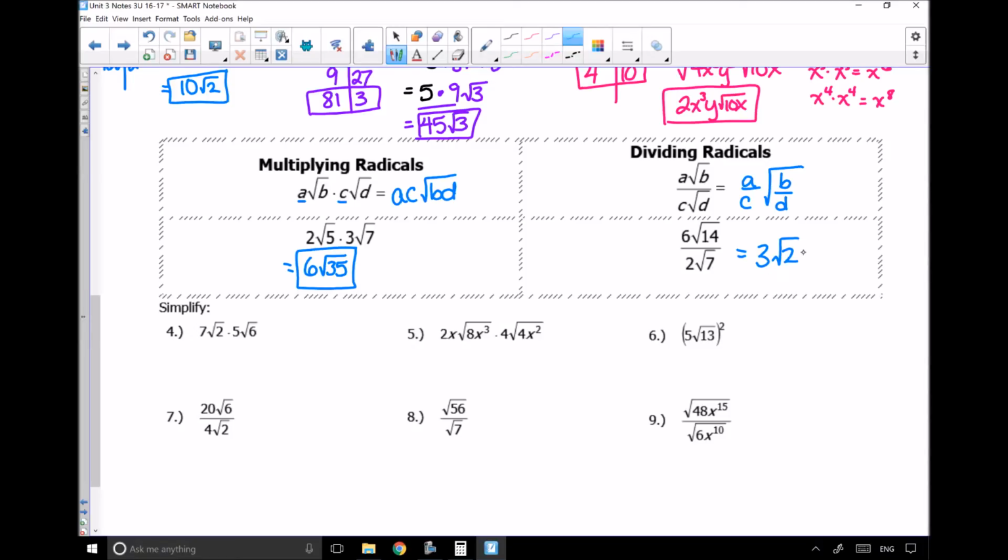I would try to simplify this if I could, but 2 is not simplifiable. The square root of 2, excuse me, is not simplifiable any more than this. So that's my final answer. Okay, so in number 4 right here, same thing.